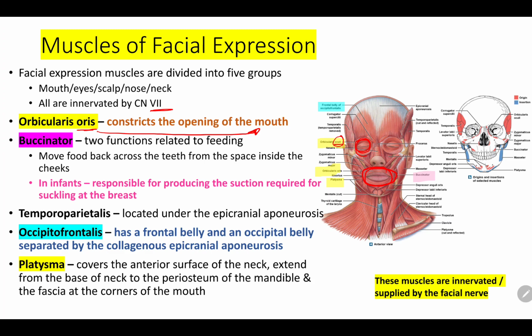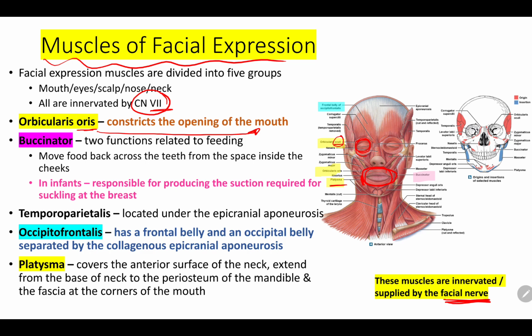You also have that large platysma muscle right there. That's also a muscle of facial expression, and it's going to cover the anterior surface of the neck. It's basically going to extend from the base of the neck to the periosteum of the mandible and the fascia and the corner of the mouth, as you can kind of see right there. But again, all of these muscles of facial expression are going to be innervated by cranial nerve number 7, that facial nerve, okay?